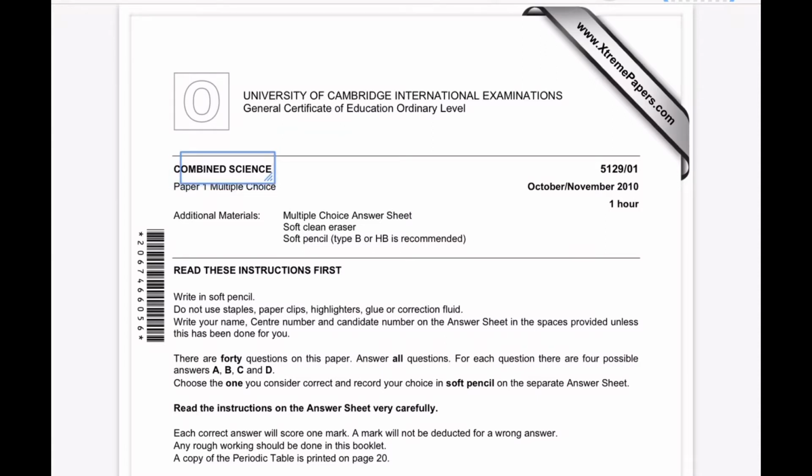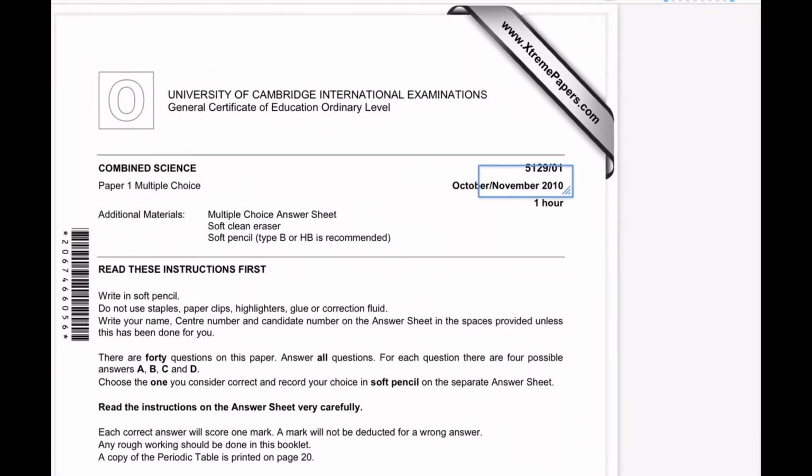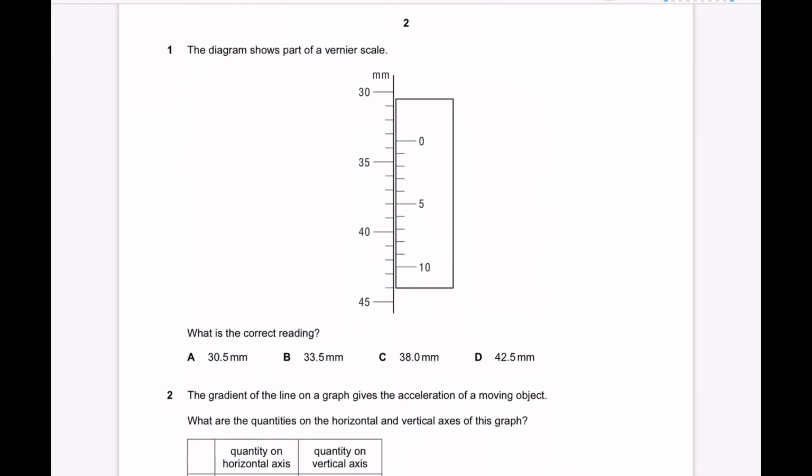In this video of Answer With Me session, we'll look into Combined Science Code 5129 Paper 1 of October-November 2010. I will only walk through the physics section. On to question number 1.